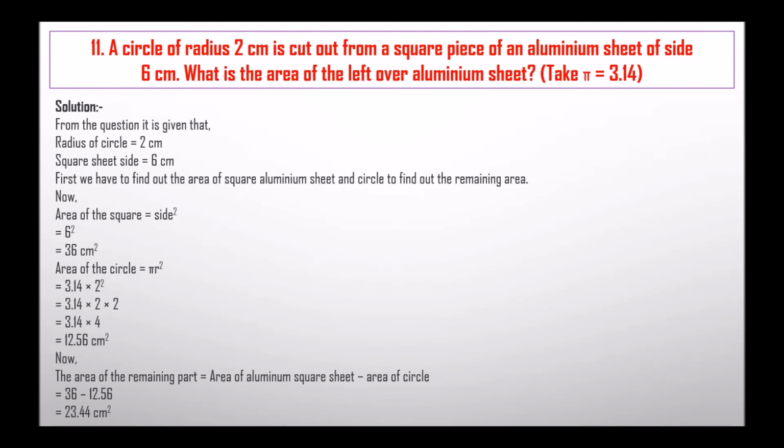Area of circle equals pi r square, that is 3.14 into 2 square, that is 3.14 into 2 into 2. So 3.14 into 4, that is 12.56 centimeter square. Now the area of the remaining part equals area of aluminium square sheet minus area of circle. So 36 minus 12.56, that is 23.44 centimeter square.